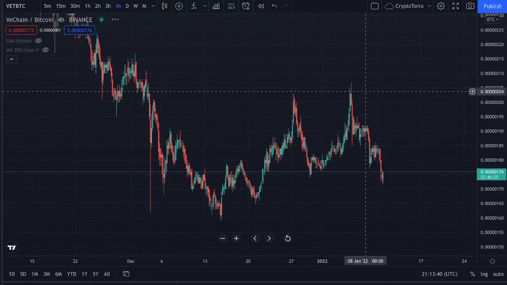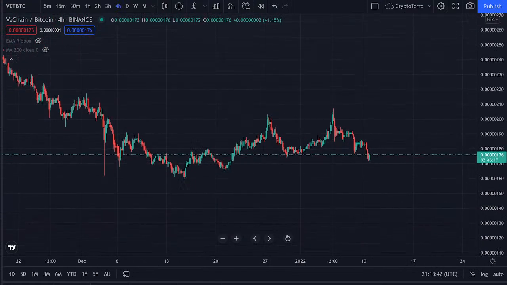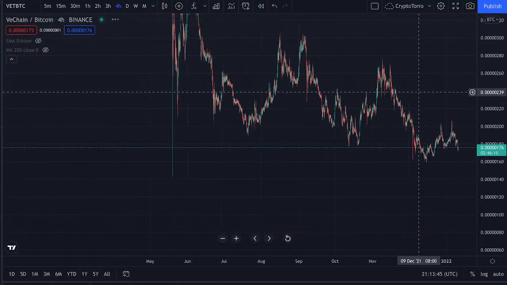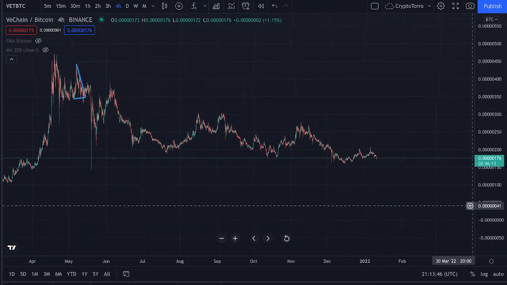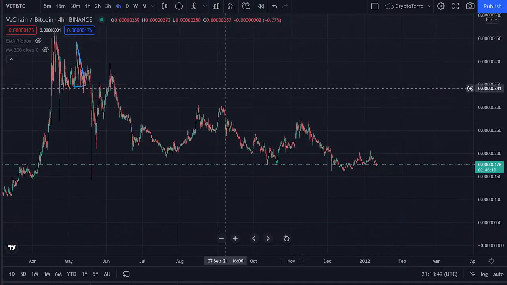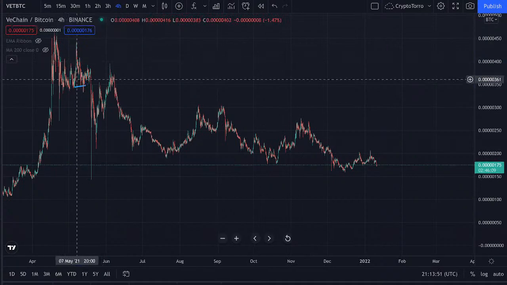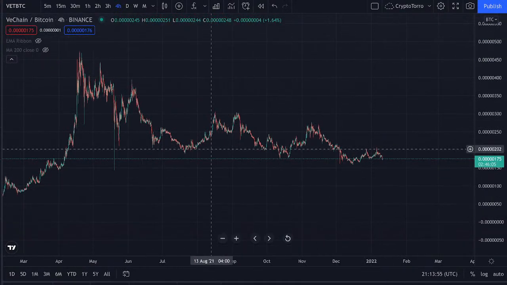And if we zoom out a bit further, we can see that we have been in a major decline. And what is absolutely important is that we are already at all-time lows on this chart.